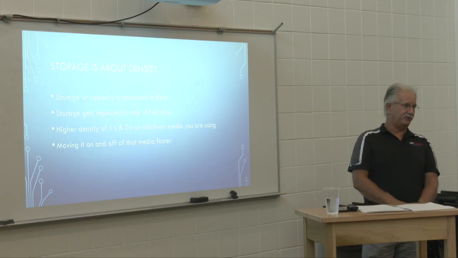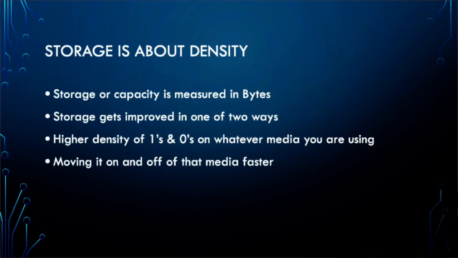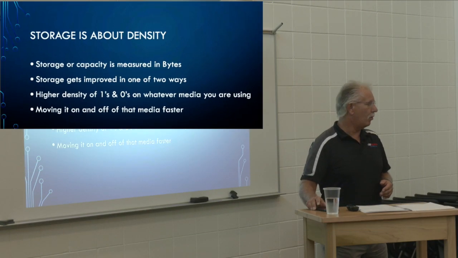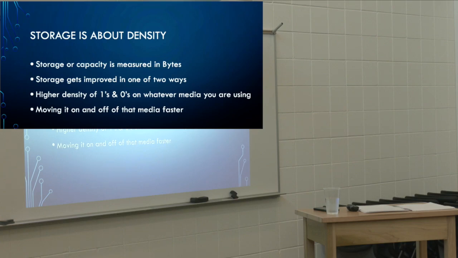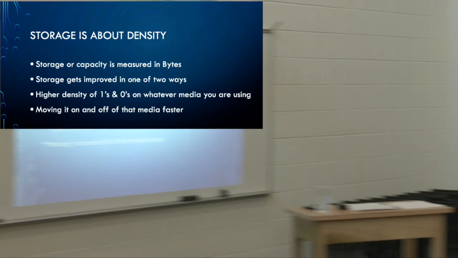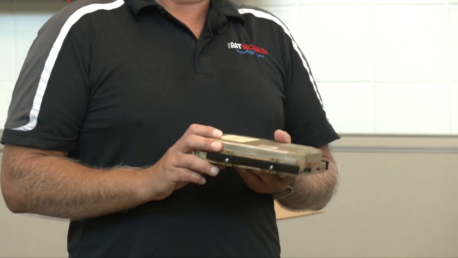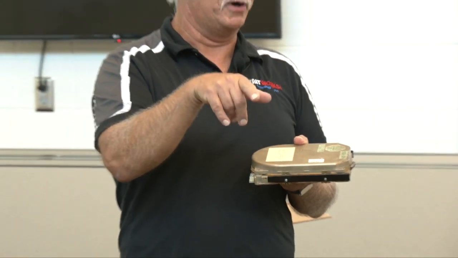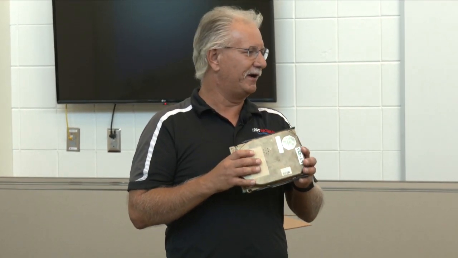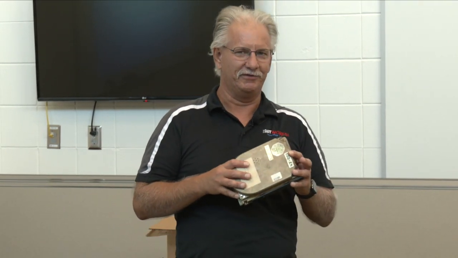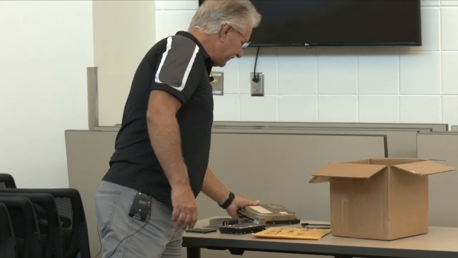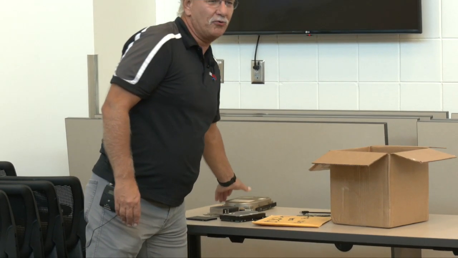Storage in a computer is usually about density and how much stuff we can put on whatever you're storing it on, whether that's on your phone or, we can talk about what was on one of the original IBM hard drives. This is 10 megabytes. That's the equivalent of two pictures on your smartphone. And we operated on this for many, many years. So this is a 10 megabyte drive, and that's a fairly low density thing.